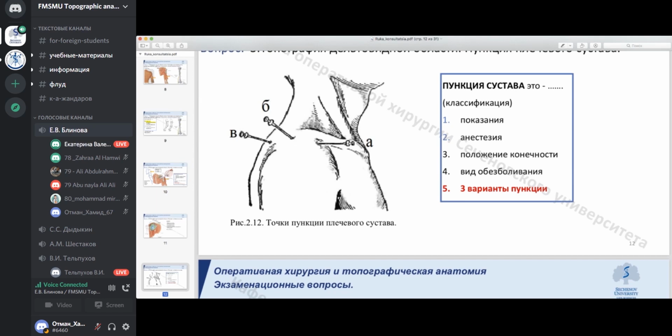Here I will show where you can find the anterior point. The position of the patient should be seated on the chair or standing. Firstly, you should palpate the coracoid process of the scapula. Step lower 1.5 centimeters, and between the head of the humerus and the coracoid process of the scapula, you should pierce the soft tissue. Position of the needle should be perpendicular to the skin.